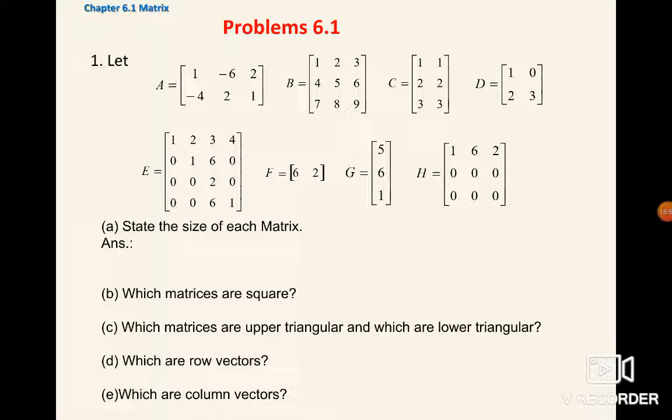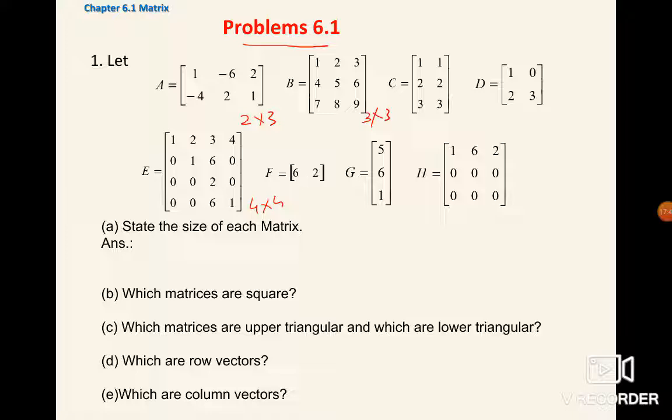Problem 6.1. This is an exercise problem. Question number 1. There are 8 matrices. Find the size of every matrix. This is a trivial case. I think you can try it yourself. Just try the size of 1 or 2 matrices and then I leave the rest. Matrix A is of size 2 by 3. B is a square matrix of size 3 by 3. And matrix E is 4 by 4. You can find the sizes of the other matrices.